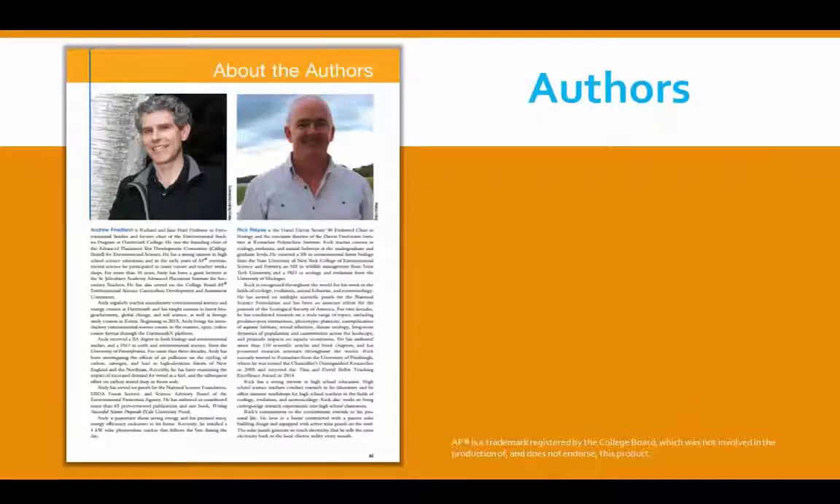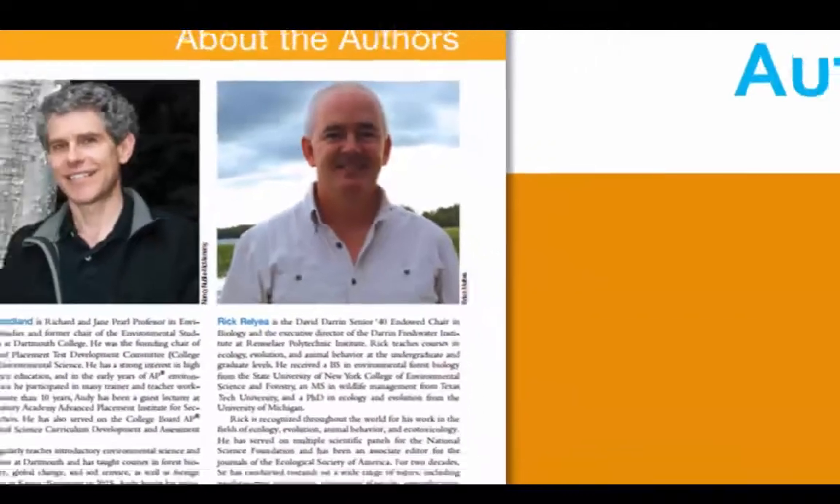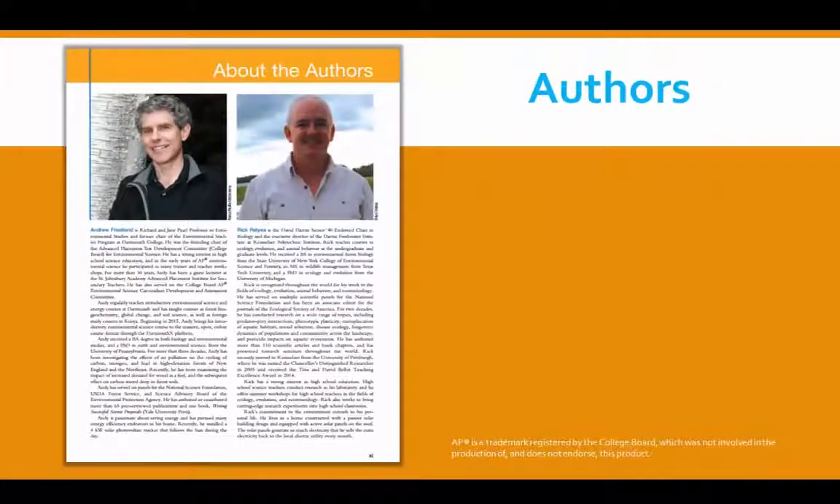Andy Friedland and Rick Relyea are authors of this book. Andy Friedland is a professor of environmental science at Dartmouth College and was the founding chair of the College Board's Advanced Placement Test Committee for Environmental Science. He regularly participates in AP Environmental Science Summer Institutes. Rick Relyea is a professor of biology and executive director of Darrin Freshwater Institute at Rensselaer Polytechnic Institute. Both authors are active teachers and researchers.